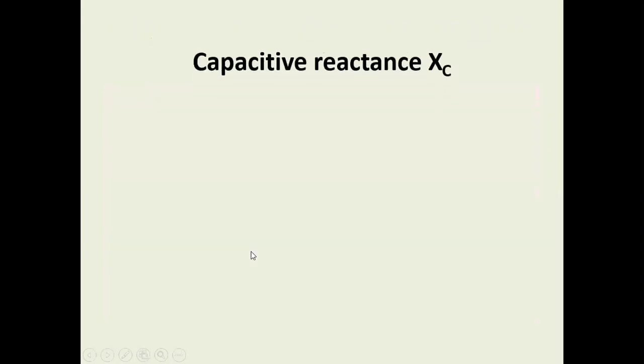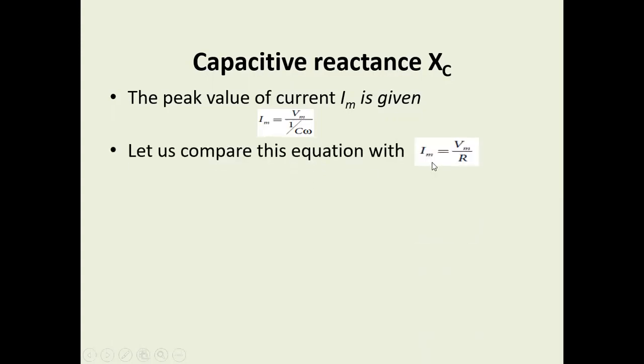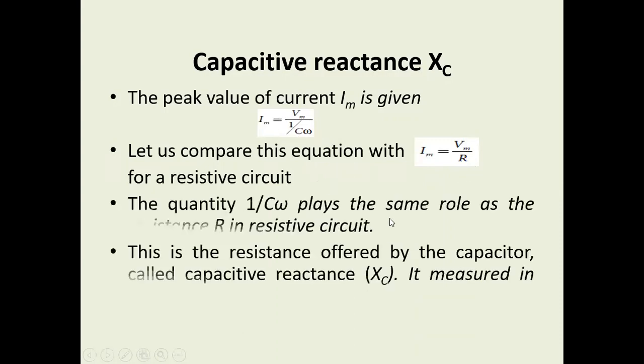Now we have to go for capacitive reactance. Capacitive reactance is nothing but the resistance offered by the capacitor in the circuit. According to the previous equation, the peak value of the current is given by Im is equal to Vm by 1 by C omega. Now I am going to compare this with the equation of the resistor circuit, that is Im is equal to Vm by R. Here what R plays, the same role is played by 1 by C omega. So 1 by C omega is called the resistance offered by the capacitor.